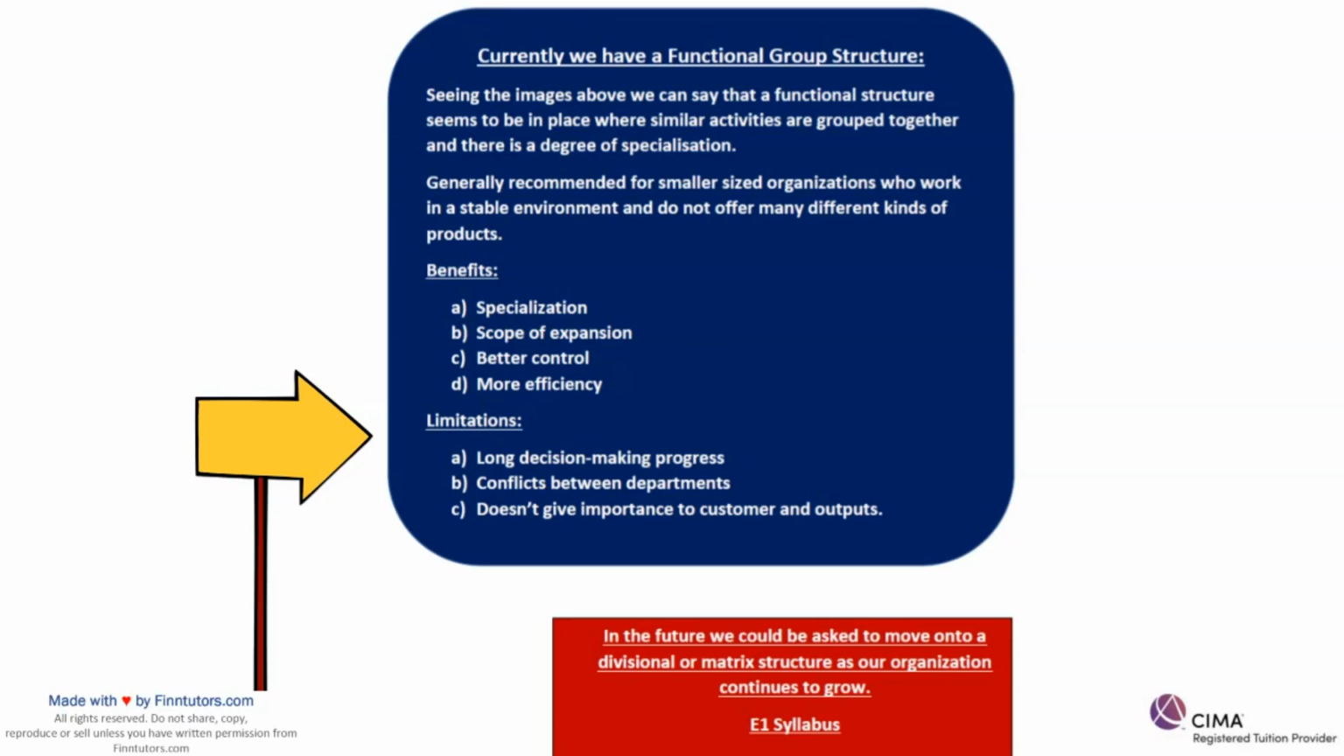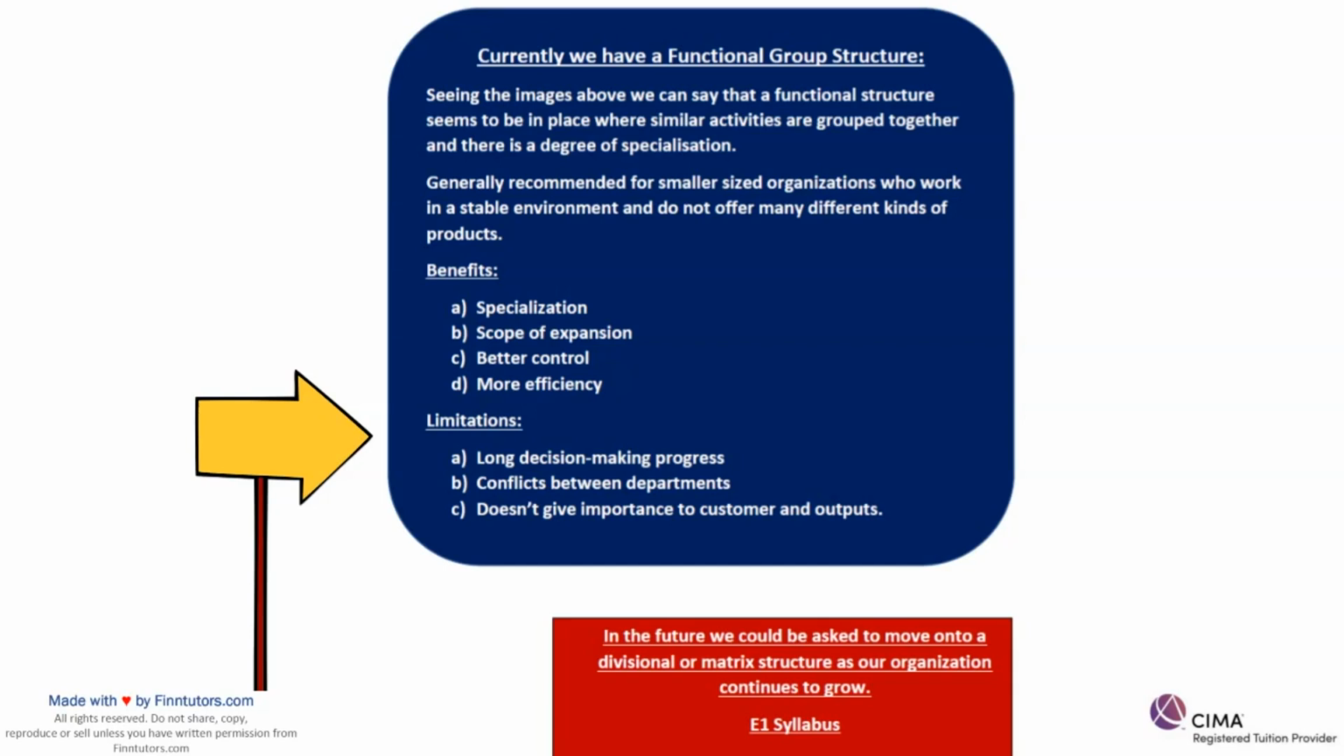So I now start to think TreadCushy right now, we can say, is a small to medium sized organization, but it's growing at a very rapid pace. Secondly, this market today is not a stable environment, it's an environment that's continuously changing. Thirdly, TreadCushy offers many different kinds of products. So we can say that we are now starting to outgrow the functional structure. It has its benefits of specialization, better control, more efficiency, but it has its limitations as well, where decisions take long time to pass. There can be conflicts between the departments.